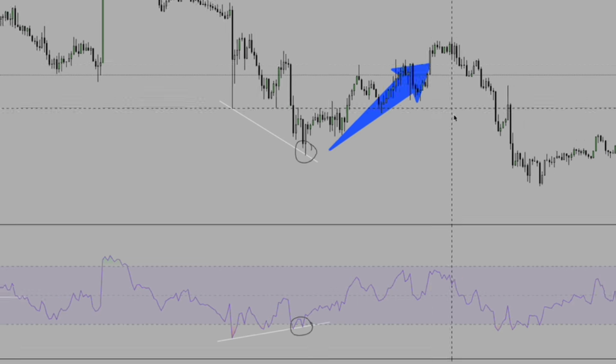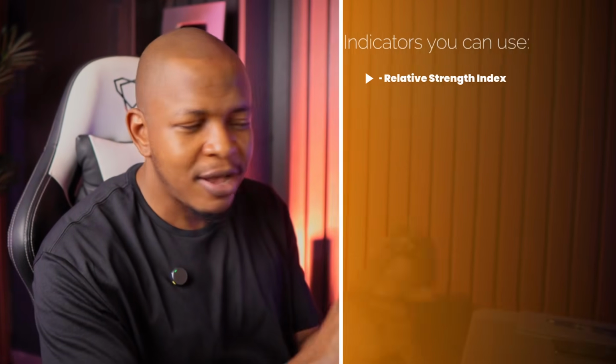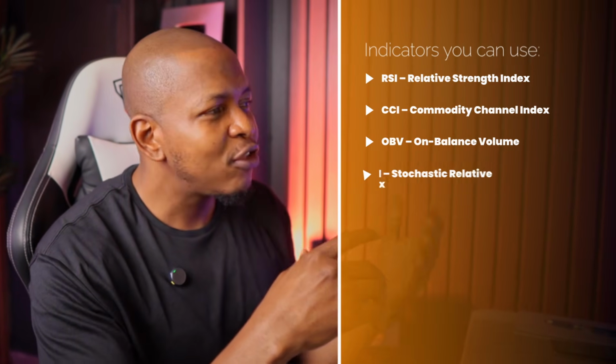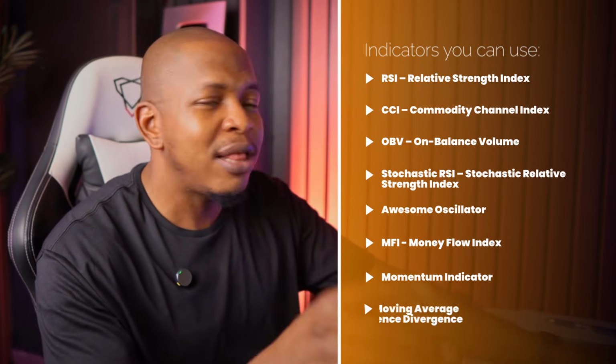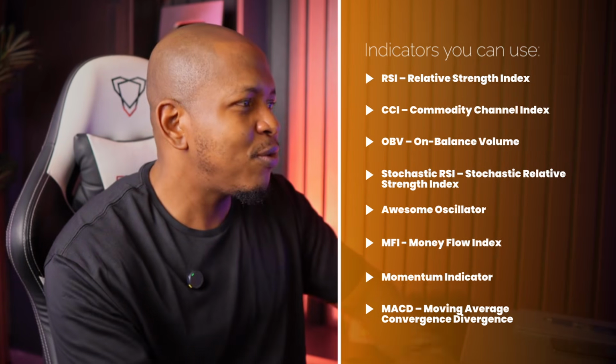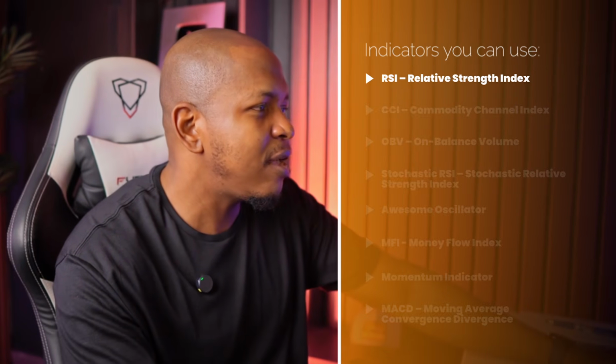The indicators we use for divergence include the RSI, CCI, OBV, stochastic RSI, awesome oscillator, money flow, momentum indicator, and the MACD. But for this video, what I'm using here is the RSI.